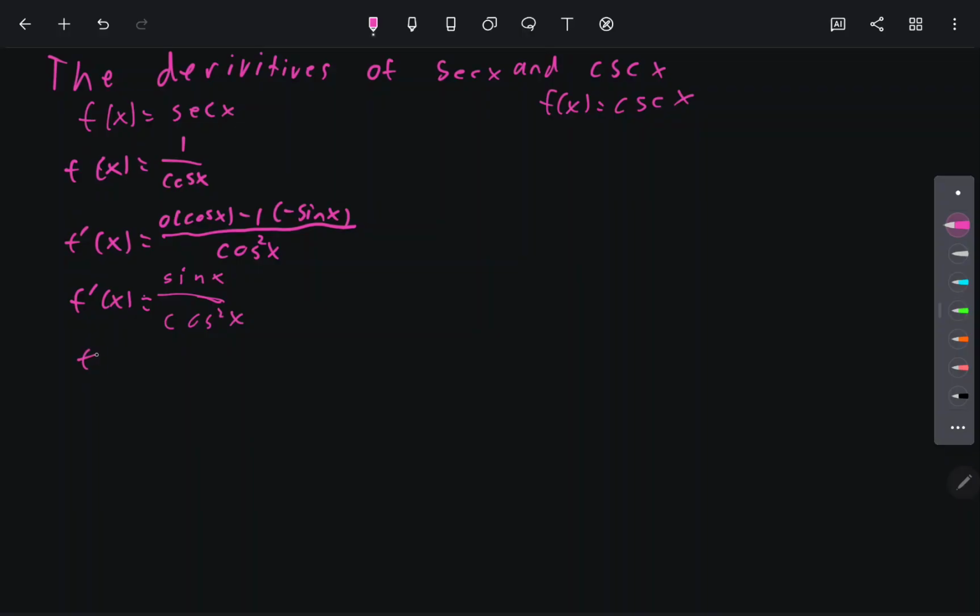In breaking this down, this gives us that f prime of x is equal to sine of x over cosine of x times 1 over cosine of x. And if that's the case, then this can be broken down into a tangent of x times a secant of x. And that's our answer. The derivative of secant is tangent secant, or secant tangent more commonly.